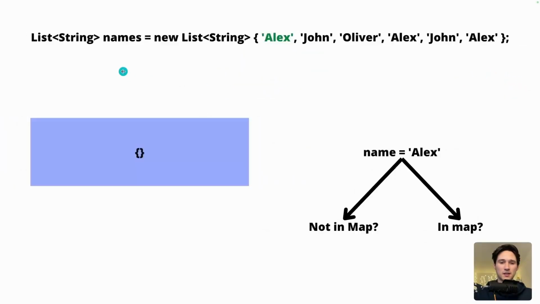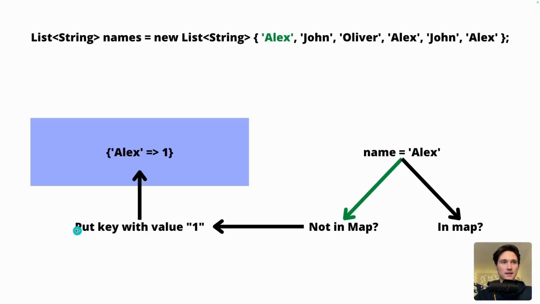So on the left side, we see our map, and on the right side, you see our decision. First, I'm going to just walk you visually through what's going on there, and then I'm going to actually code this task. So you see here that we have a name, and name is equal to Alex. And we ask ourselves, is the name in the map? Well, no, of course, look at the map. The map is empty. So it's not in the map, so put the key with value 1 in the map.